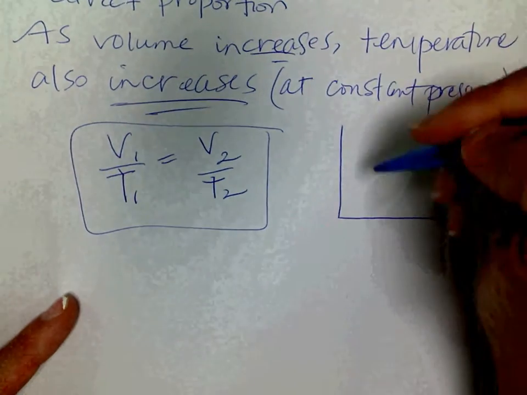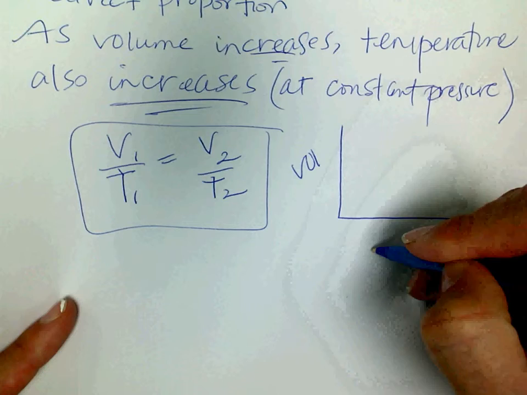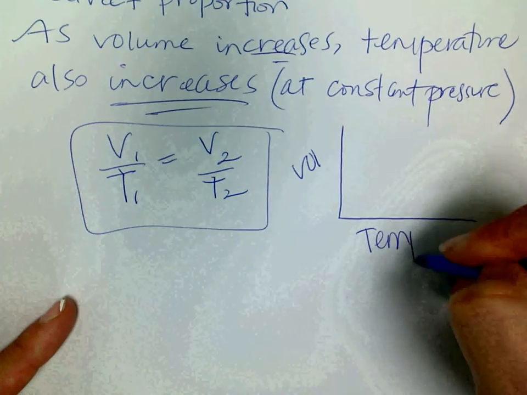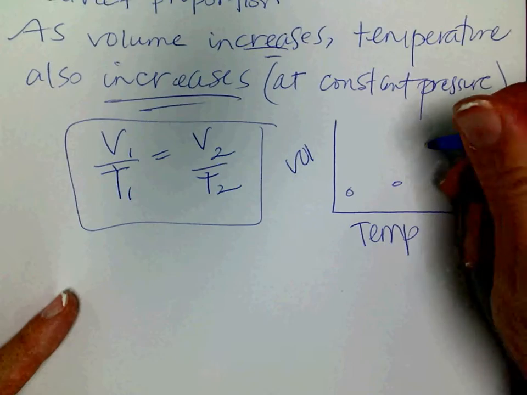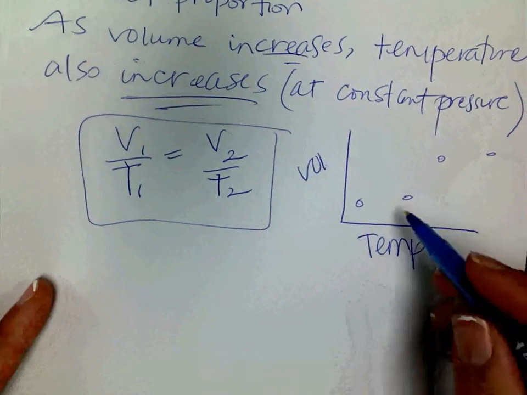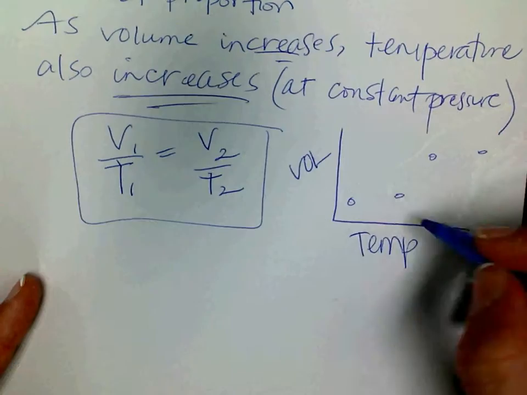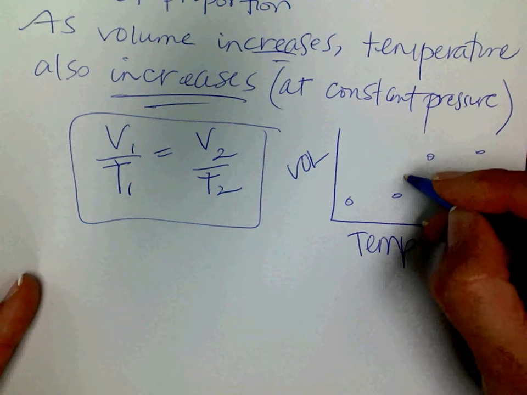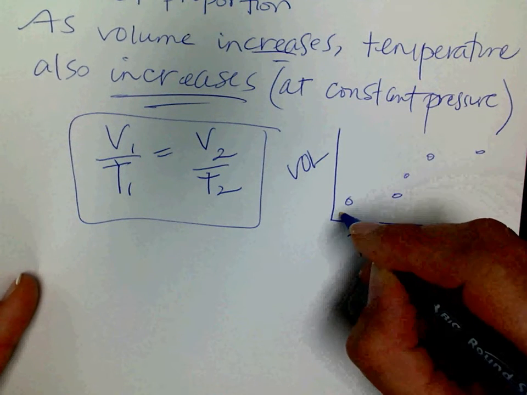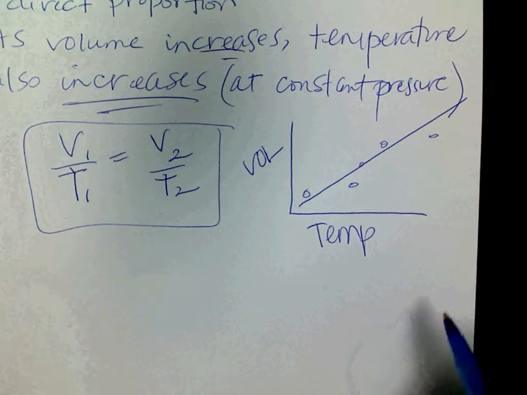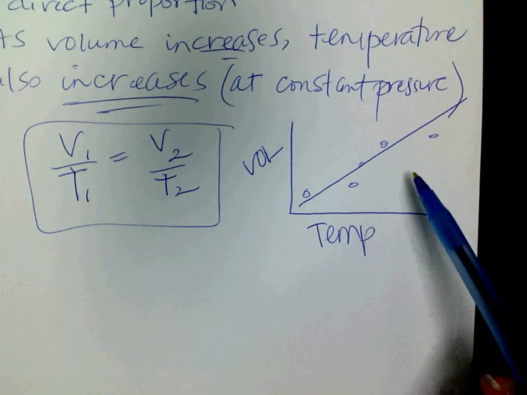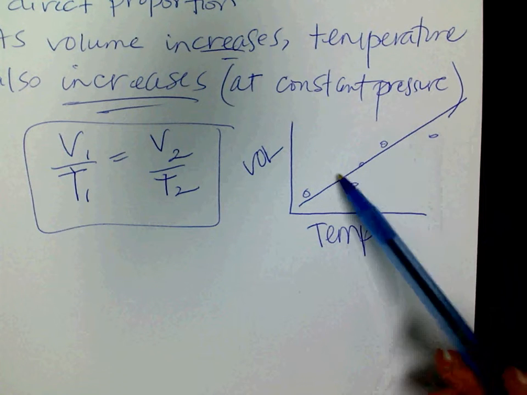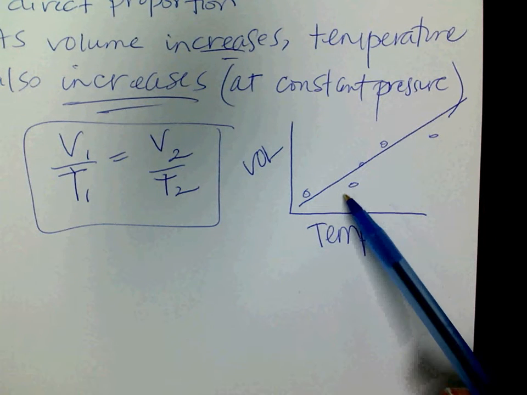Now, volume versus temperature. Let's say we have volume, and let's say we have temperature down here. What's going to happen to our line? It's going to increase. And I'm doing it like this so you can see that whole best fit line right here. Are all my points right on that line? No. But I'm doing what's called a best fit line, where I'm drawing my line through the average of the points.